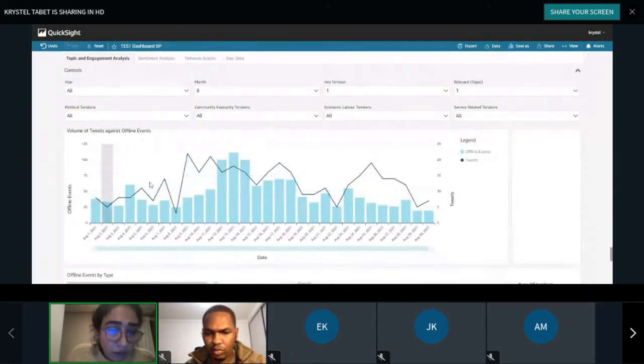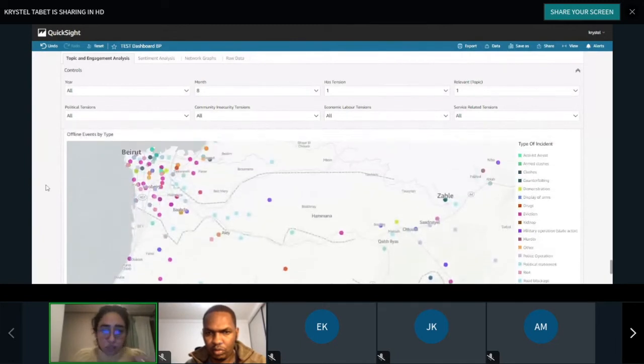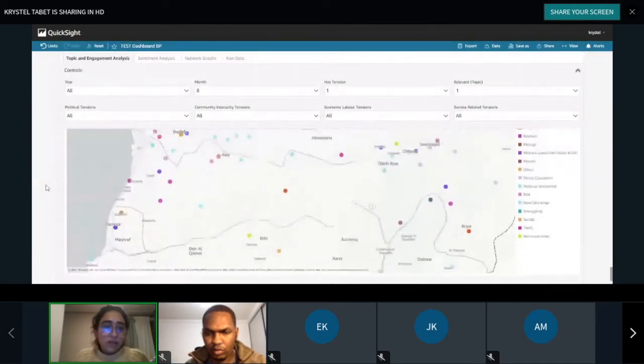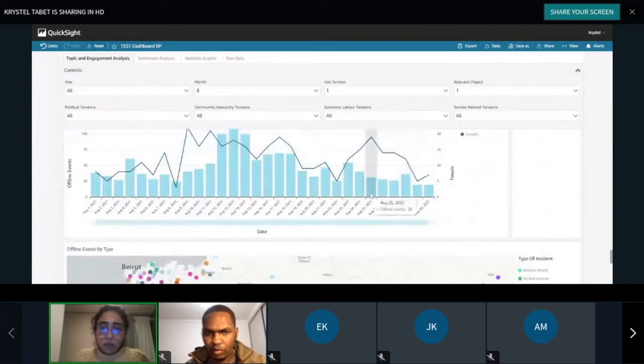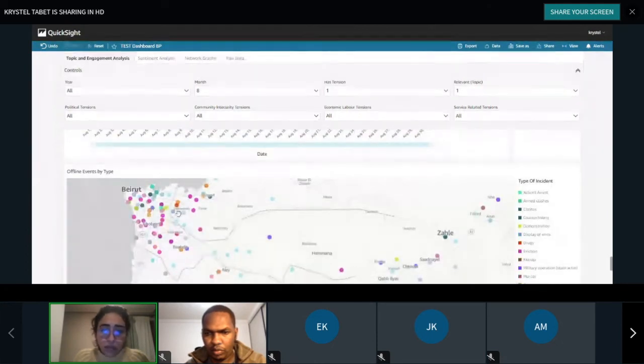So the same for Twitter as well. And here's just a visualization of the offline events that we see here. What are they? Where are they commonly happening? And what type of event is that?